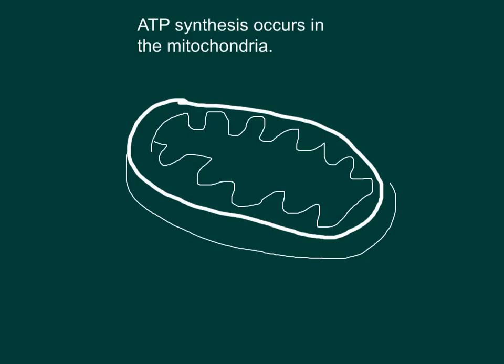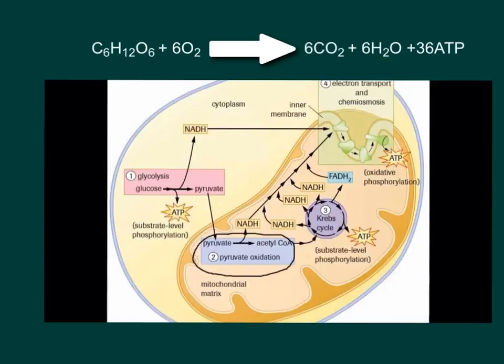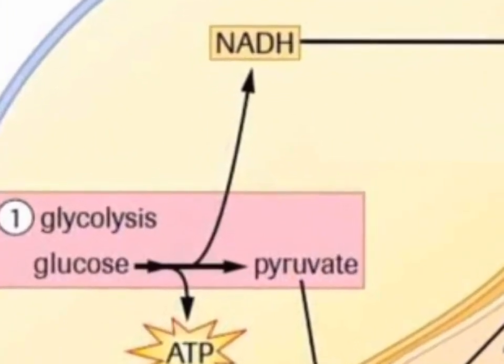ATP synthesis occurs in both the mitochondria and the cytoplasm of the cell. The overall equation is glucose combines with 6 oxygen to produce 6 carbon dioxide, 6 water molecules, and 38 ATP. There are 4 stages in aerobic cellular respiration, the first step being glycolysis.